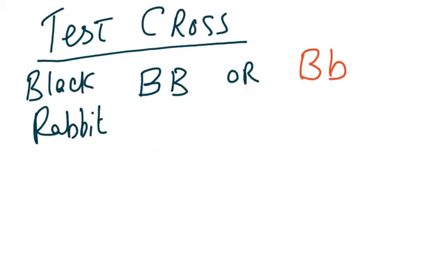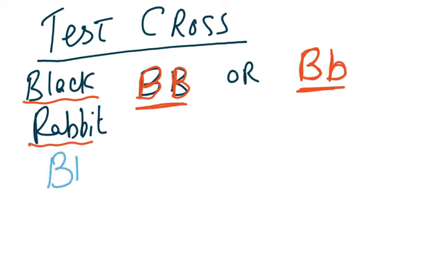Now what is a test cross? A test cross is when we have a mystery black rabbit. Now we know black is a dominant trait, so we know that it can be big B, big B, or big B, small b. But we want to know, what is this rabbit? Is it homozygous dominant, or is it heterozygous? So we do a very easy thing. We cross this with a known homozygous recessive. We know that the white rabbit is recessive. So this black rabbit is crossed with a white rabbit.